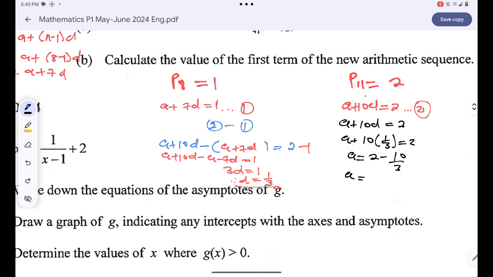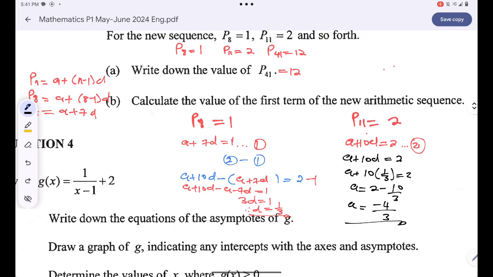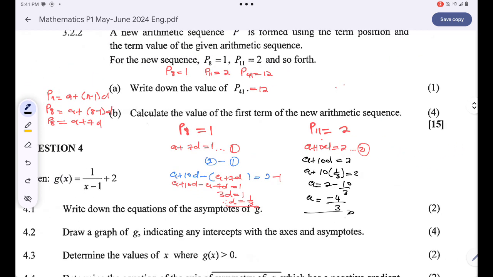You can punch your calculator, you'll simply find negative 4 over 3. Let me confirm. 2 minus 10 over 3. Yeah, that's negative 4 over 3. So the value of the first term is basically negative 4 over 3. So that's how we're supposed to deal with this question over there.